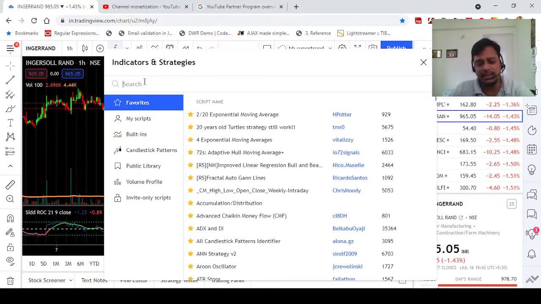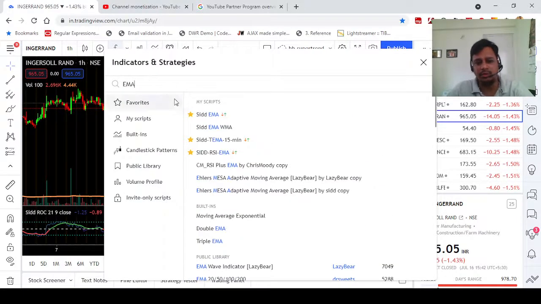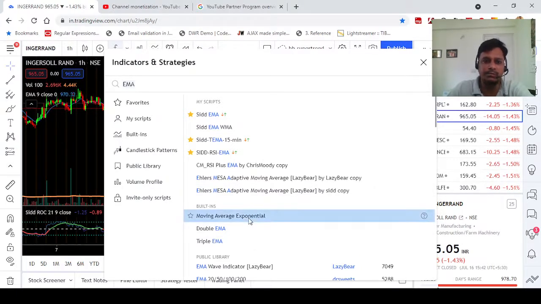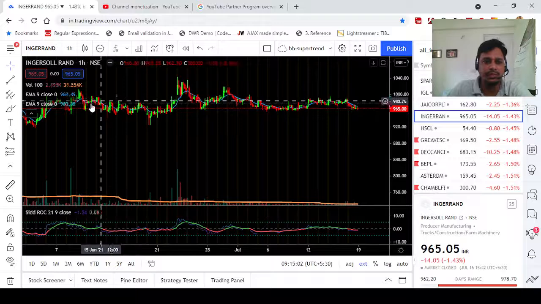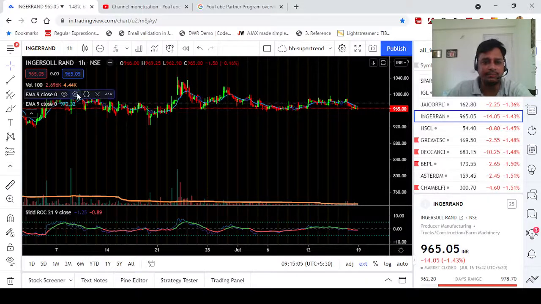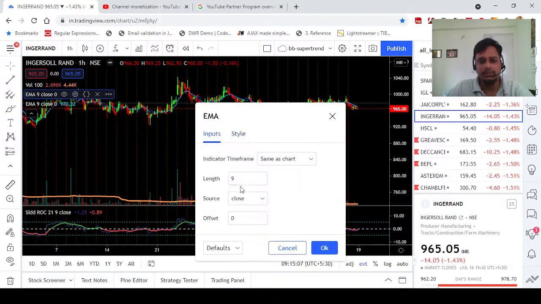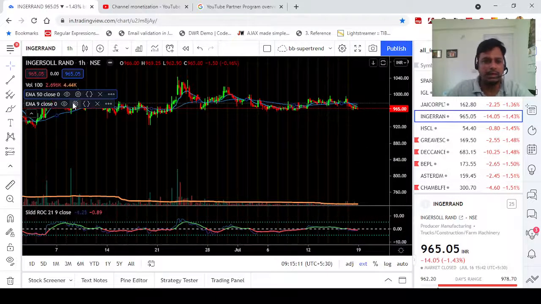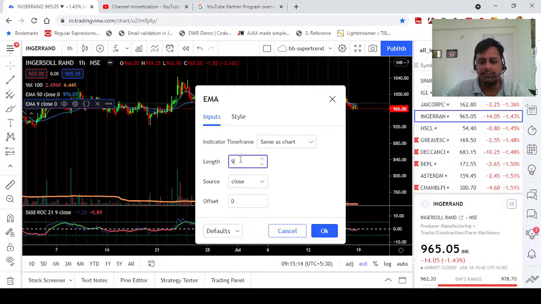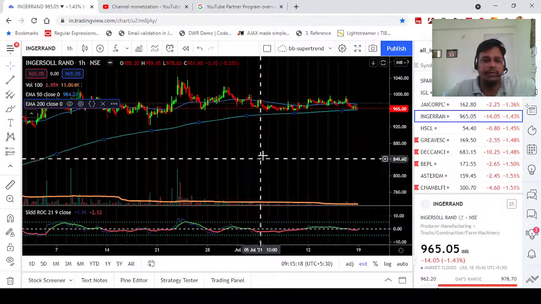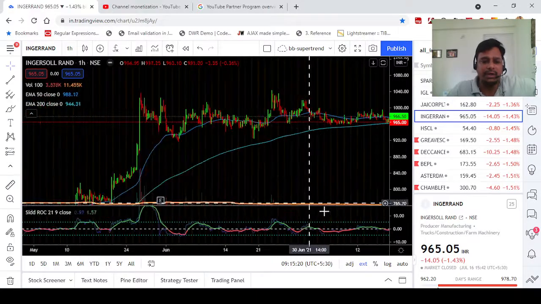So let's take EMA. It's an exponential moving average, okay, and that exponential moving average we will take two. One I will take for 200 and I will take for 50. So let's make it 50 and another will let's make it 200. So these two moving average we will take and will work on intraday basis.